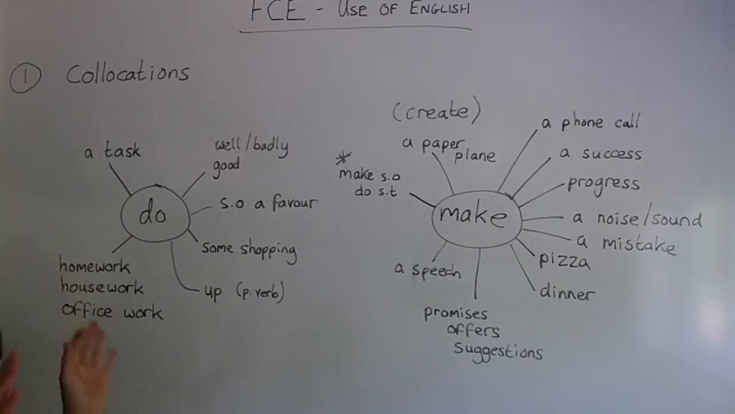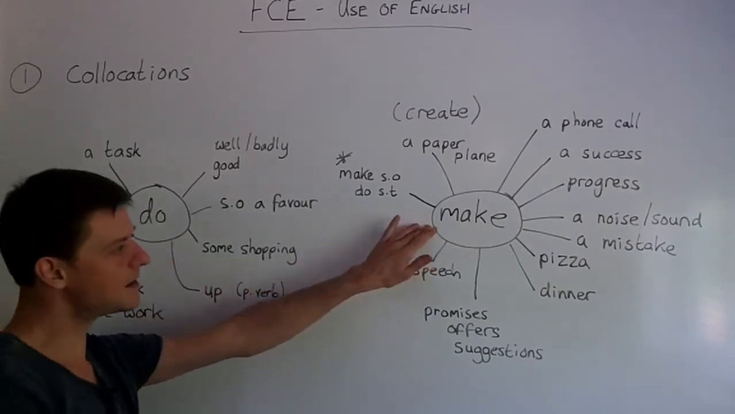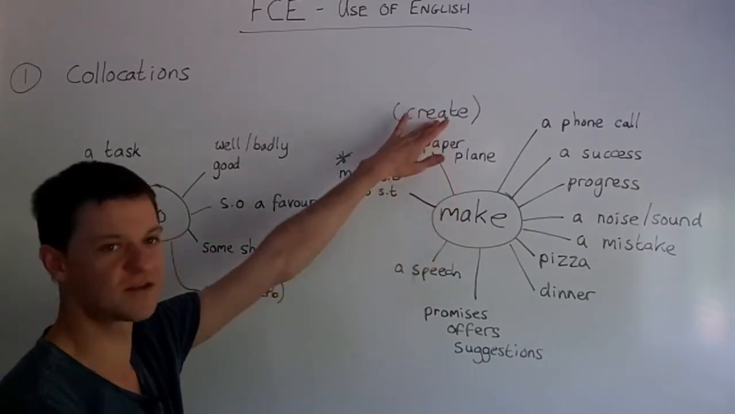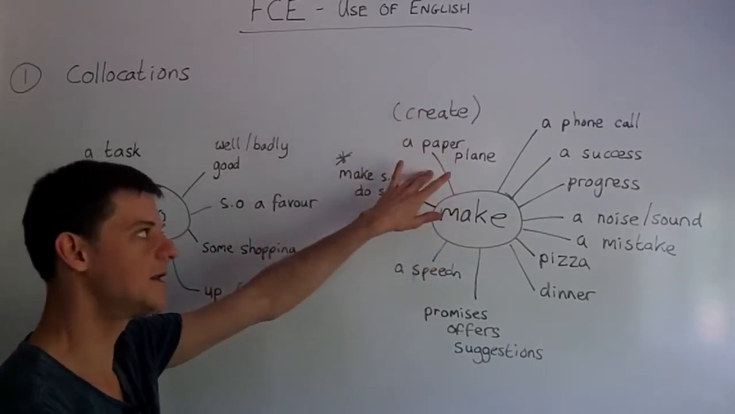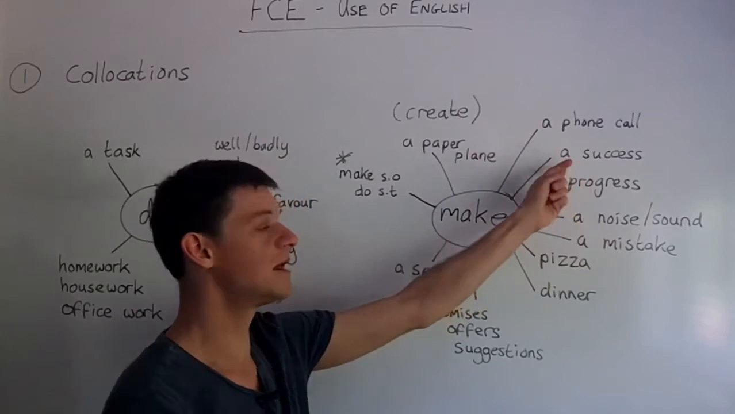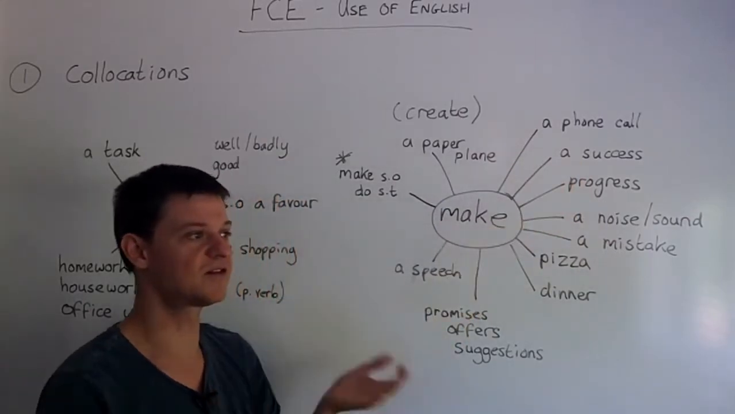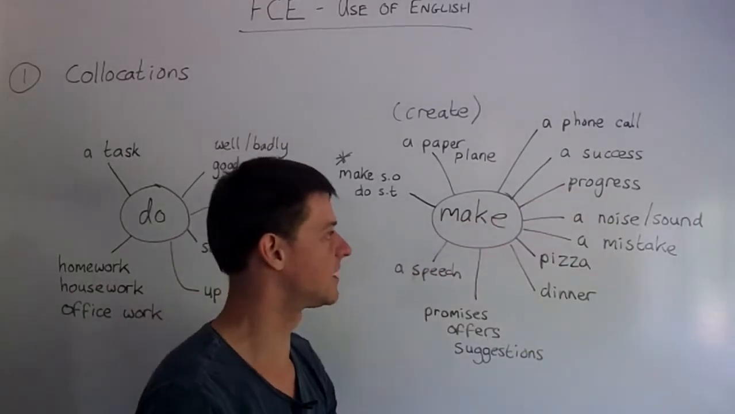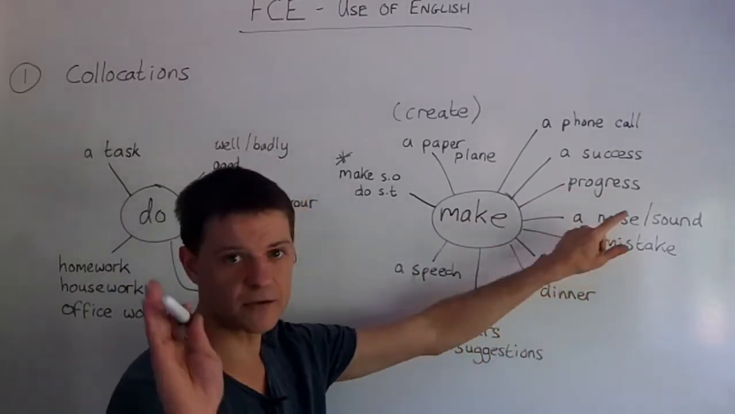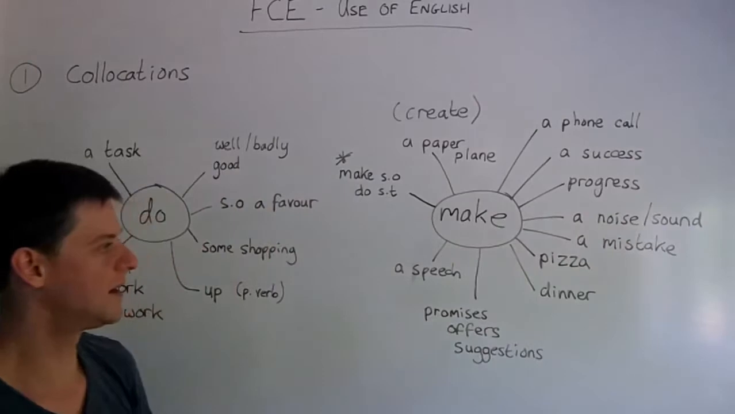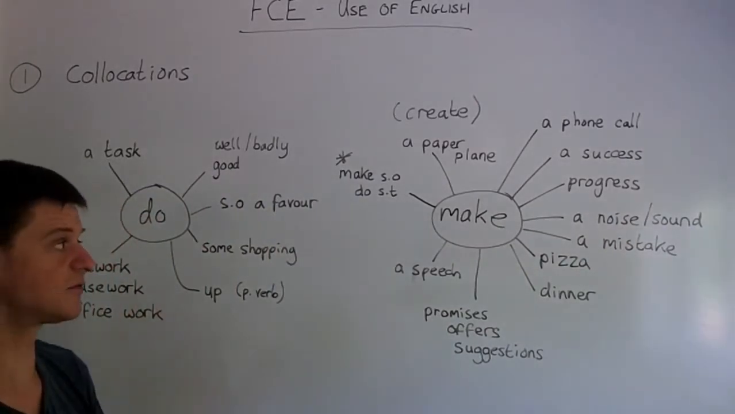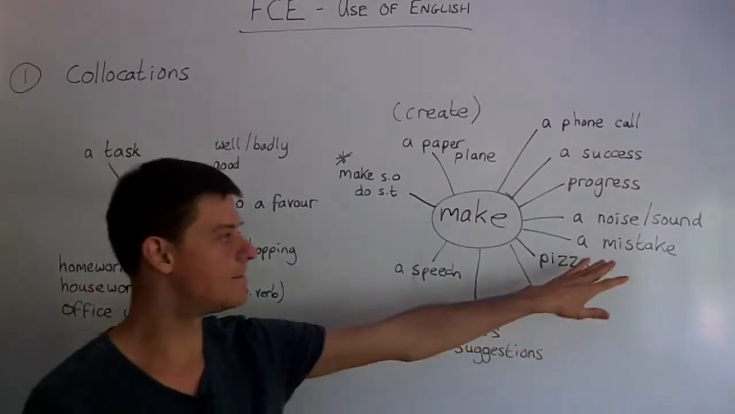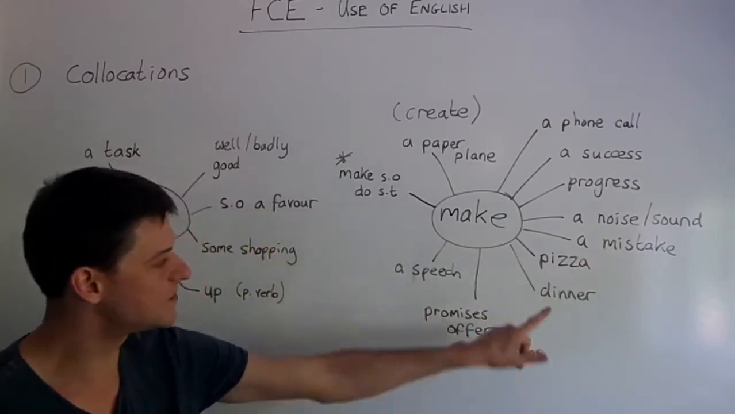There are more. Please see my video on do and make to see some more. But make, here we have make in the sense of create. Make a paper plane, make a phone call, make a success. Yeah, we made a success of the project. We made progress in the project. Yeah, don't make a sound, don't make a noise. So any kind of sounds or noises we use make. Make a mistake. Make pizza, make dinner.